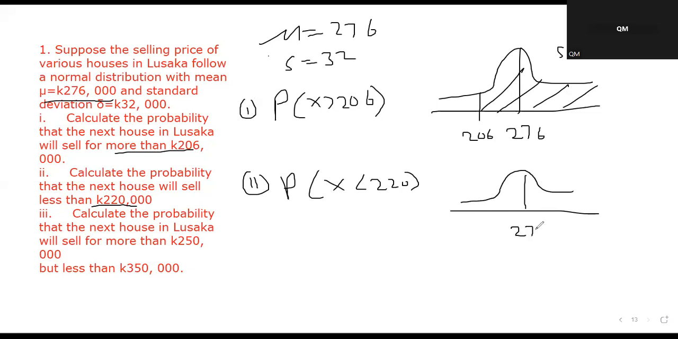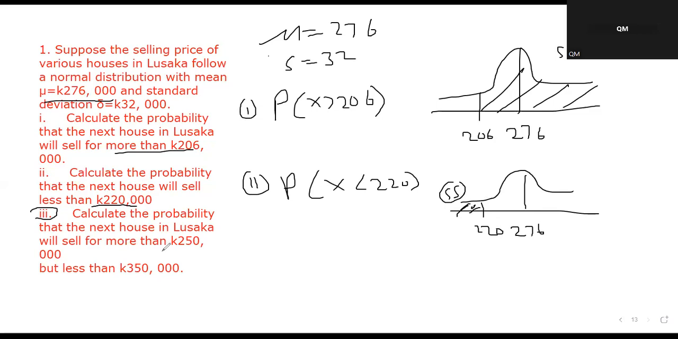276 is here. Then 220 is here. Which side are we shading? Less. And this is a small shading. The answer we get is by subtracting. Aren't you smiling at these easy questions?